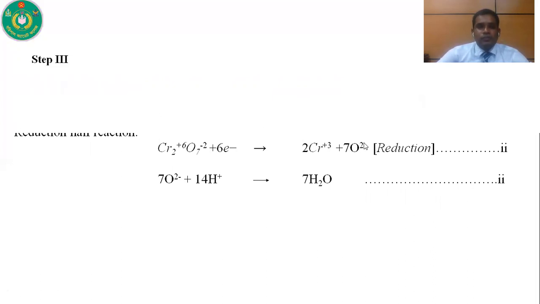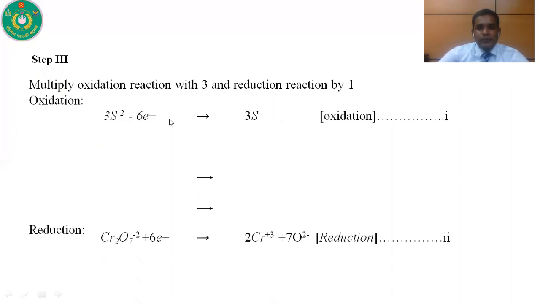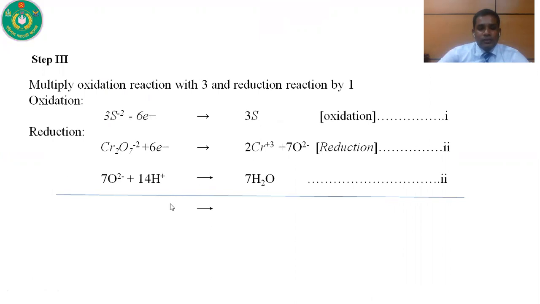So for this, in step 3, we multiply the oxidation reaction by 3 and the reduction reaction by 1, and we get the oxidation. We multiply it by 3: 3 S2- → 6 electrons and 3 S. And in the case of reduction, we multiply it by 1, so we write down the same reaction. Now, if we add these 2 equations, we find these 6 electrons are cancelled by these 6 electrons, and this 7 oxygen is cancelled by these 7 oxygen ions.